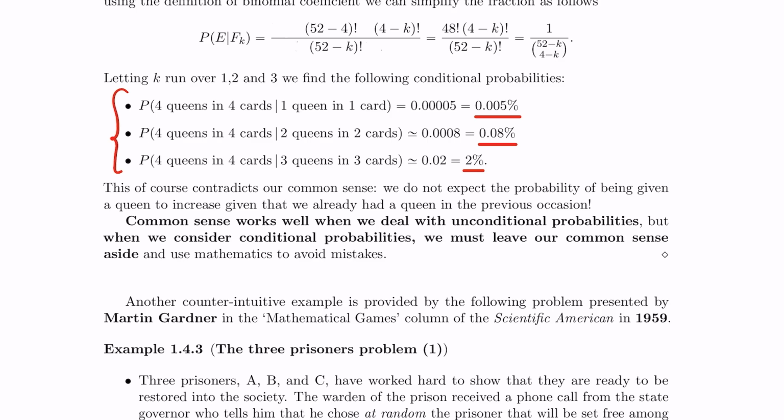The take-home message here is that when we consider conditional probabilities, we must leave our common sense aside and use mathematics. At the beginning, it's very difficult, unnatural, to leave our common sense aside. For this reason, I prepared another example to try to convince you that this is the right thing to do.